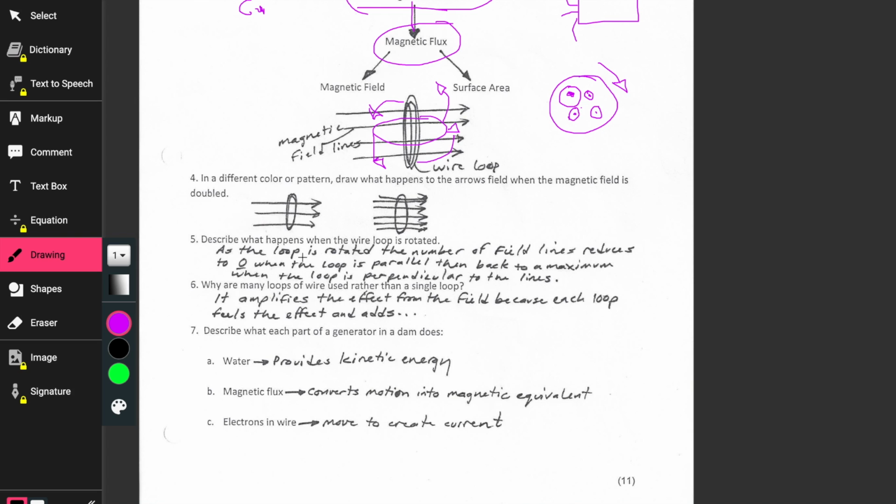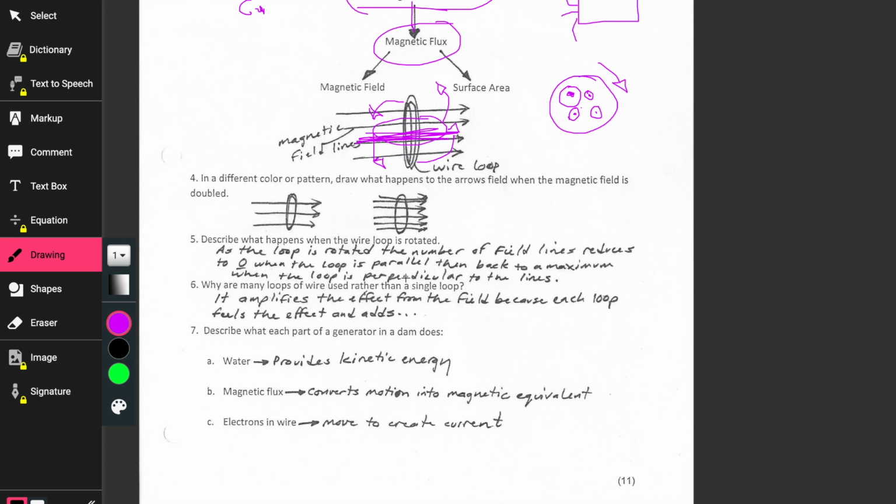loop. So as the loop is rotated, the number of field lines reduces to 0 when the loop is parallel. So when we're parallel with the lines, the loop is flat. Are there any lines going through it? No. But as it turns more, then the field lines are going through it again. So as the loop is rotated, the number of field lines reduces to 0, and then when it's perpendicular, the field lines is at maximum. And this is called alternating. This generates alternating current.